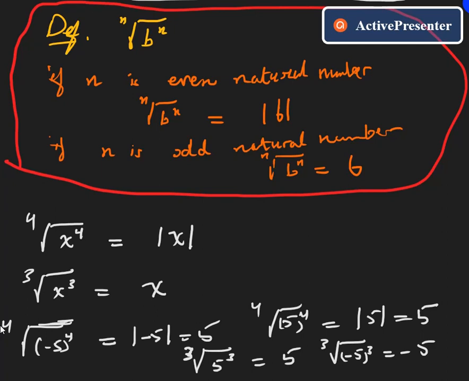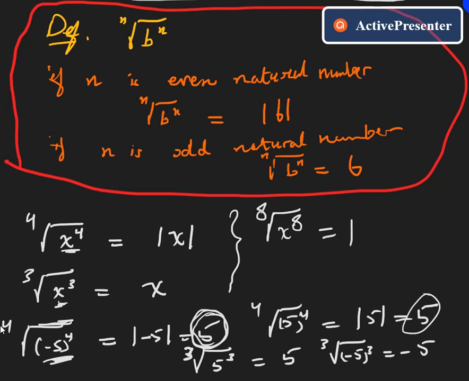Okay, in general, if it is positive, the positive always comes. But if you deal with a variable, do not forget that also. So let's say the 8th root of x to the power 8 is equal to the absolute value of x, not x, the absolute value of x. And if we say the 7th root of x to the power 7, it is equal to x.